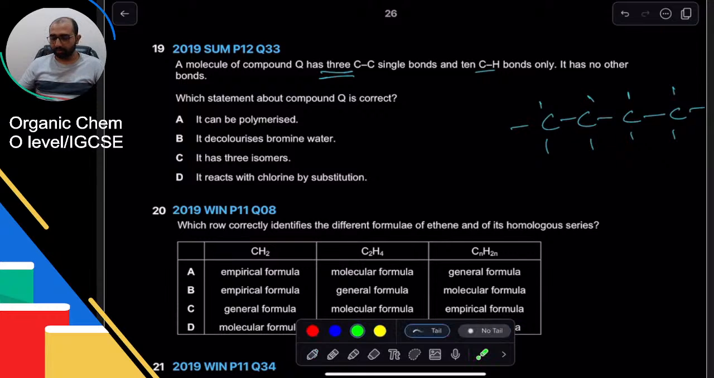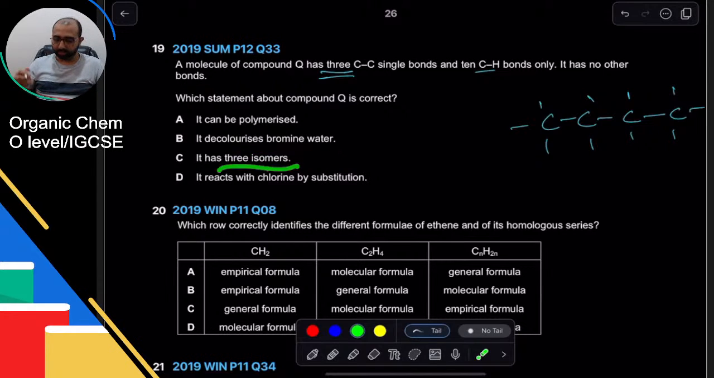Which statement about compound Q is correct? What do we know about compound Q? It's saturated. It's an alkane. It can do substitution. It can maybe undergo cracking. It will burn. All the properties of alkanes apply. But it's not an alkene. So can it be polymerized? There's no double bond, so how will it polymerize? Not possible. It decolorizes bromine water? No double bond, so it won't.